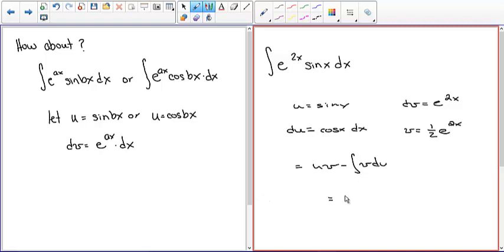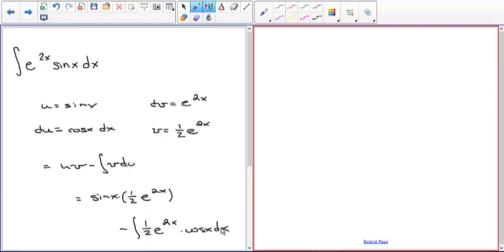So u is sine of x. V is 1/2 e to the 2x. And then I'm going to subtract the integral of v, which is 1/2 e to the 2x, times du, which is cosine of x dx. And you're still not convinced that it's going to work out right, because you say, well, I'm back to the same thing. I've got this integral of two things, I'm not getting anywhere.